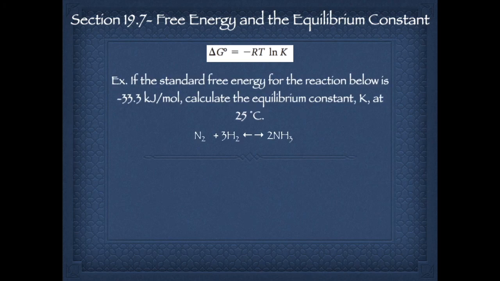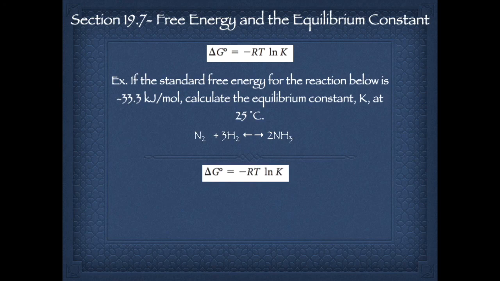So let's look at an example here. It tells me that my standard free energy change for the reaction is negative 33.3 kilojoules per mole, and it asks me to calculate the equilibrium constant K. So I'm going to use this equation right here. I know that my standard free energy is negative 33.3 kilojoules per mole. If you look at your units for R, it's actually in joules, so I'm going to convert this standard free energy into joules really quickly by simply multiplying by 1,000.